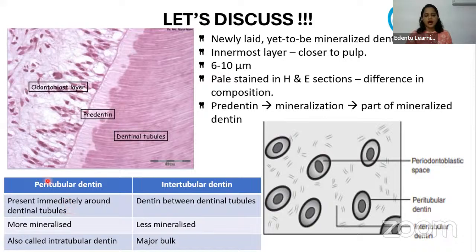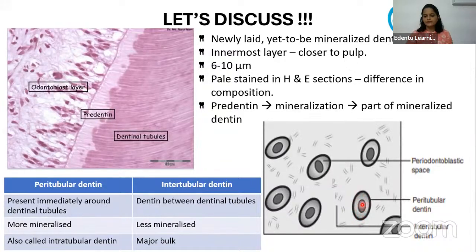Now let's discuss the other options also, like the peritubular dentine and the intertubular dentine. These are commonly confused words that we see in dentine, so you must be thorough with the concept. That's why I have included this along with the options. Peritubular dentine, or intratubular dentine, like the name suggests, peri means around. So around the dentinal tubules, this type of dentine is present.